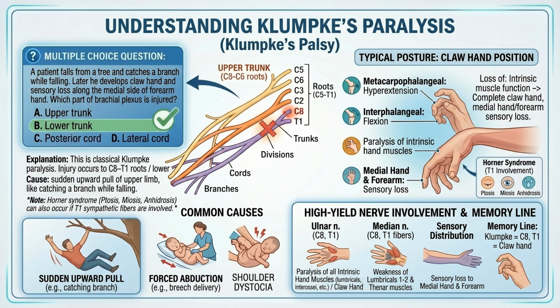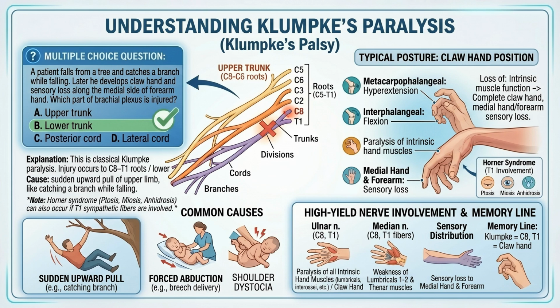Now see the bottom part of the diagram. The ulnar nerve is highly involved because it carries C8 T1 fibers. So there is paralysis of most intrinsic hand muscles like interossei and medial two lumbricals. This produces clawing of the fingers. The median nerve also carries T1 fibers. So there can be weakness of thenar muscles and lateral two lumbricals.